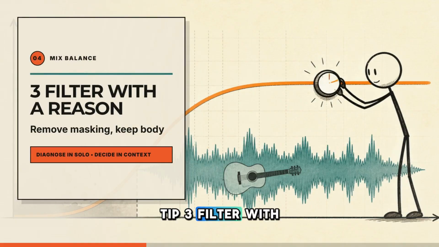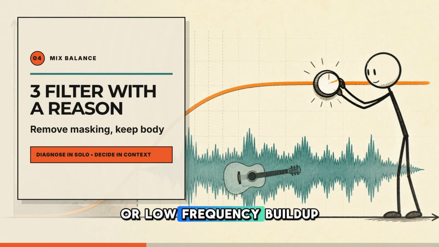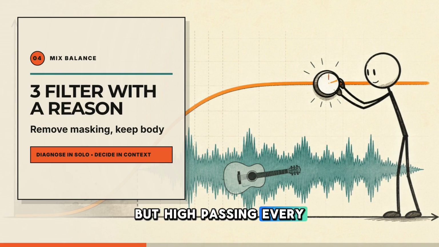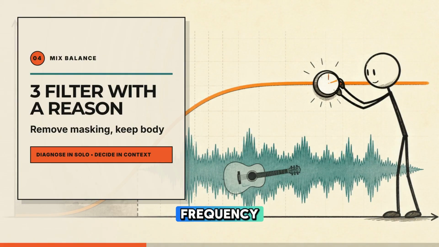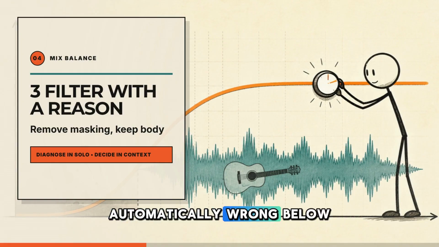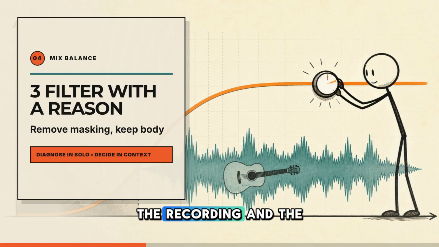Tip 3. Filter with a reason. A high-pass filter can remove rumble, handling noise, or low-frequency build-up from a sound that does not need it. But high-passing every track at a memorized frequency can strip away body and make the full mix feel thin. A guitar is not automatically wrong below 200 Hz. A vocal does not always want the same cutoff. The arrangement, the recording, and the desired tone decide.